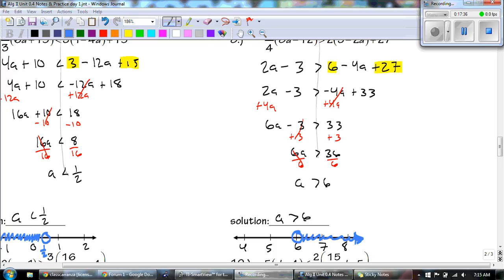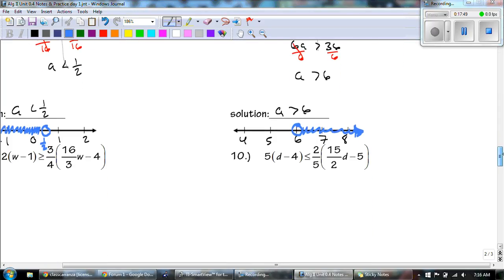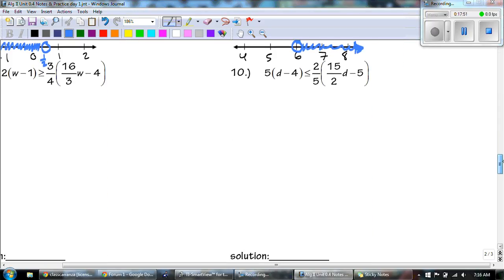Okay, so I combined my like terms. I added the 4, added the 3, divided by 6. We get a is greater than 6. Okay, and since I'm greater than 6, that's open, and I shade to the right.